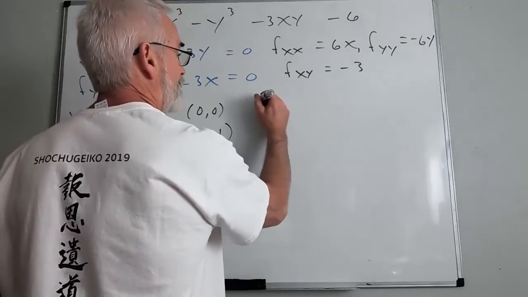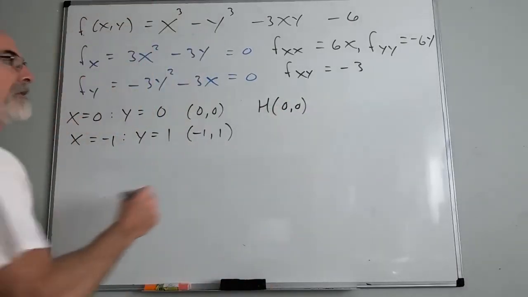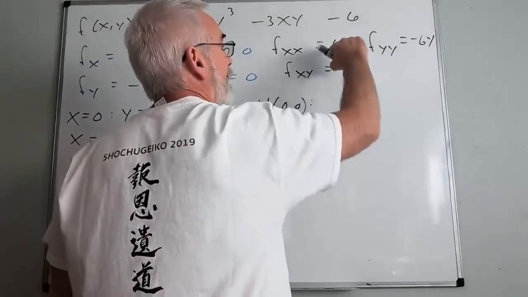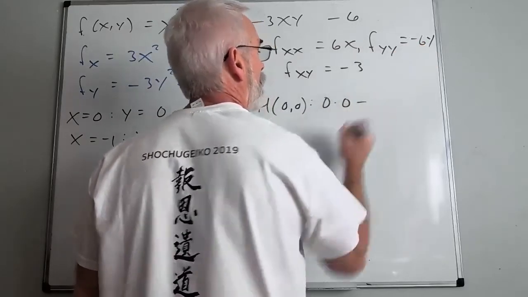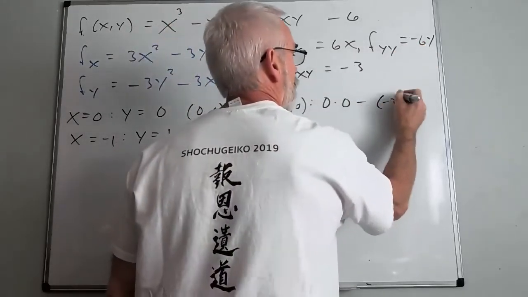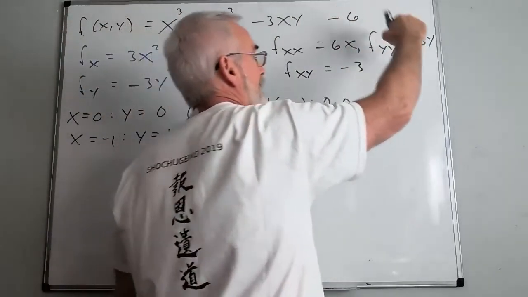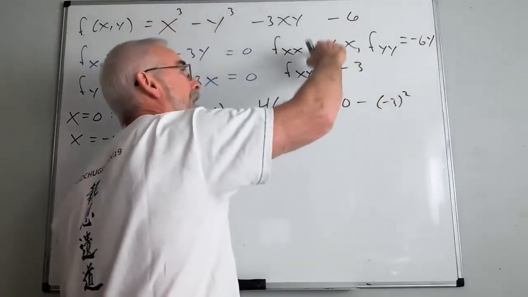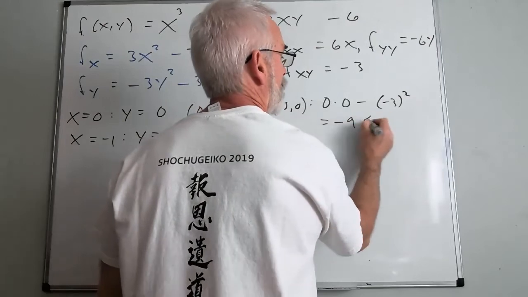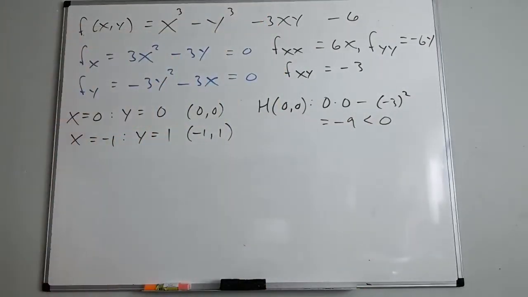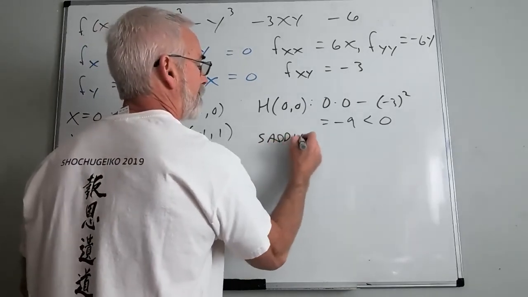Here's the notation I like to use. The Hessian evaluated at 0, 0, just big H, is what? 0 times 0 minus, again, it's this evaluated at 0, 0 times this evaluated at 0, 0 minus the square of this evaluated at 0, 0. This is negative 9, or less than 0. What does that mean? That means I have a saddle point.